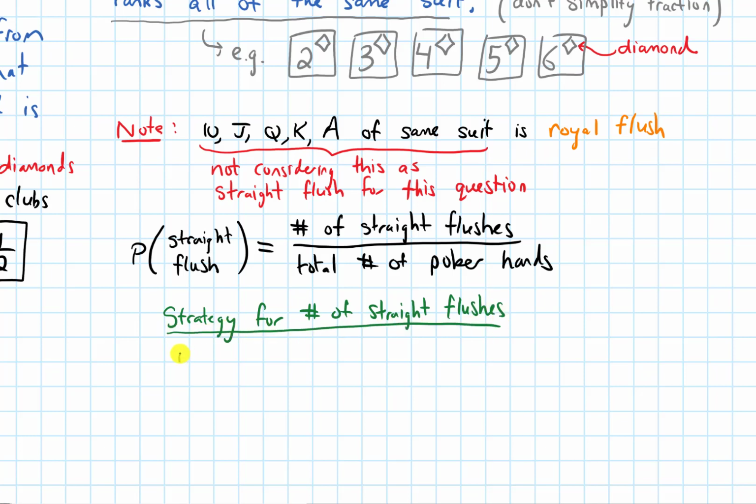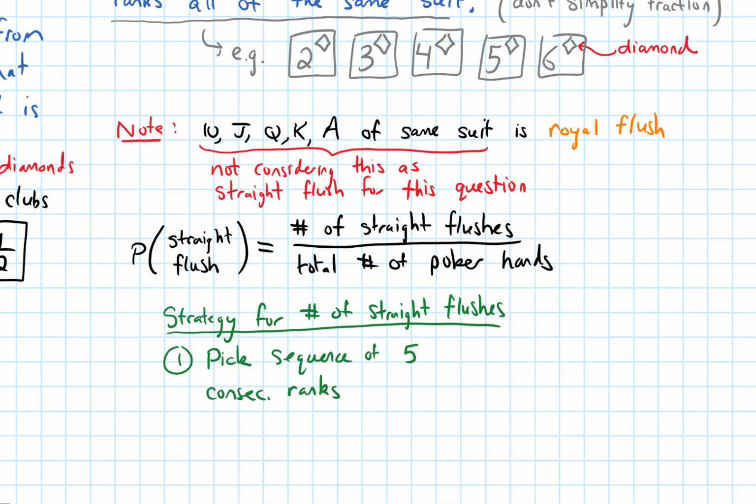So there's 2 parts to getting a straight flush. One is I need my sequence of 5 consecutive numbers. So I need to pick a sequence of 5 consecutive numbers, or sometimes we call these things the ranks.